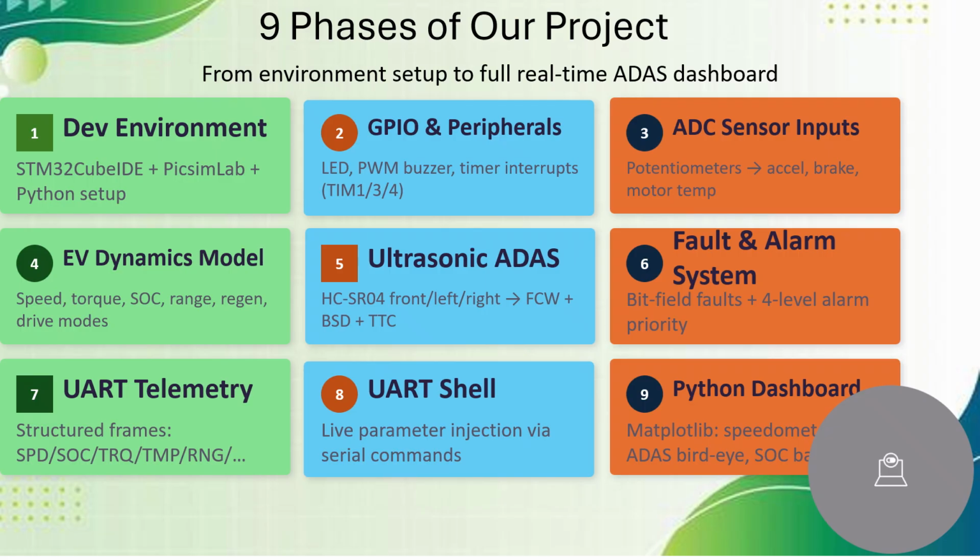In the second phase, we make a GPIO and peripheral. GPIO stands for general purpose input output. In this, we create a small project on the STM32CubeIDE to generate the code and create the perfect setup of STM32CubeIDE.